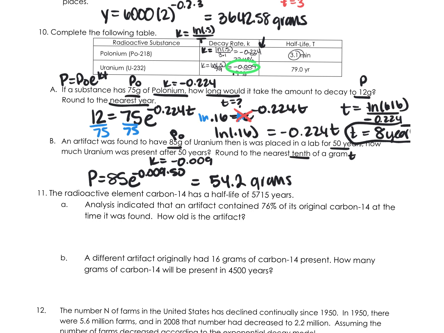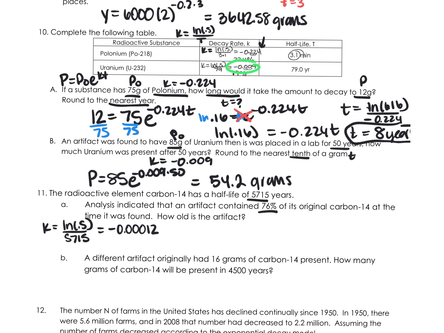All right, this is a new problem here. The radioactive element carbon-14 has a half-life of 5,715 years. Analysis indicated that an artifact contained 76% of its original carbon-14 at the time it was found. So first we need to find K, because we don't know that for this problem. So we'll use our half-life formula. And we'll go ahead and round this to a few decimal places because it's a pretty small number.